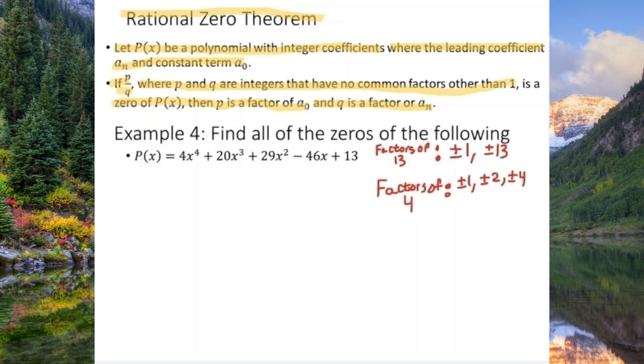Now we can list our possible rational zeros. We'll start by dividing our factors of 13 by 1. 1 divided by 1 is 1. 13 divided by 1 is 13. So 4 of our possible rational zeros are plus or minus 1, plus or minus 13.